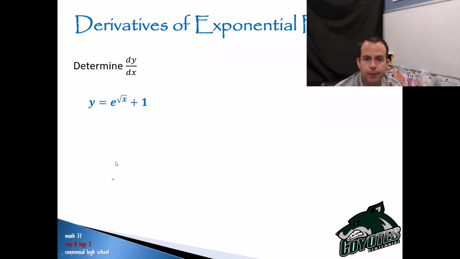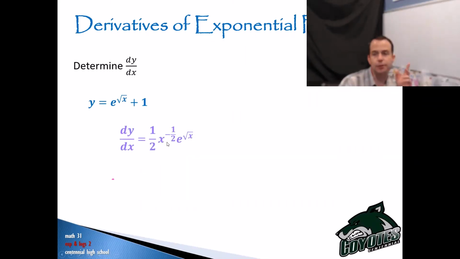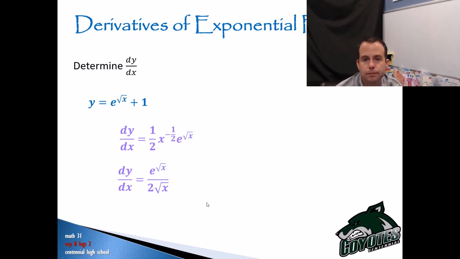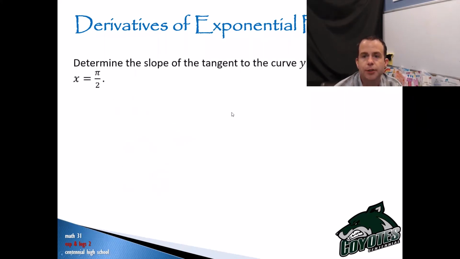Whoops, I just got to get my mouse back, sorry. Okay, now we're going to clean that up a bit. x to the negative 1/2 is just root x on the bottom of the fraction. So I've got 2 root x on the bottom, and I've got e to the root x on top. So that would be the simplified derivative.